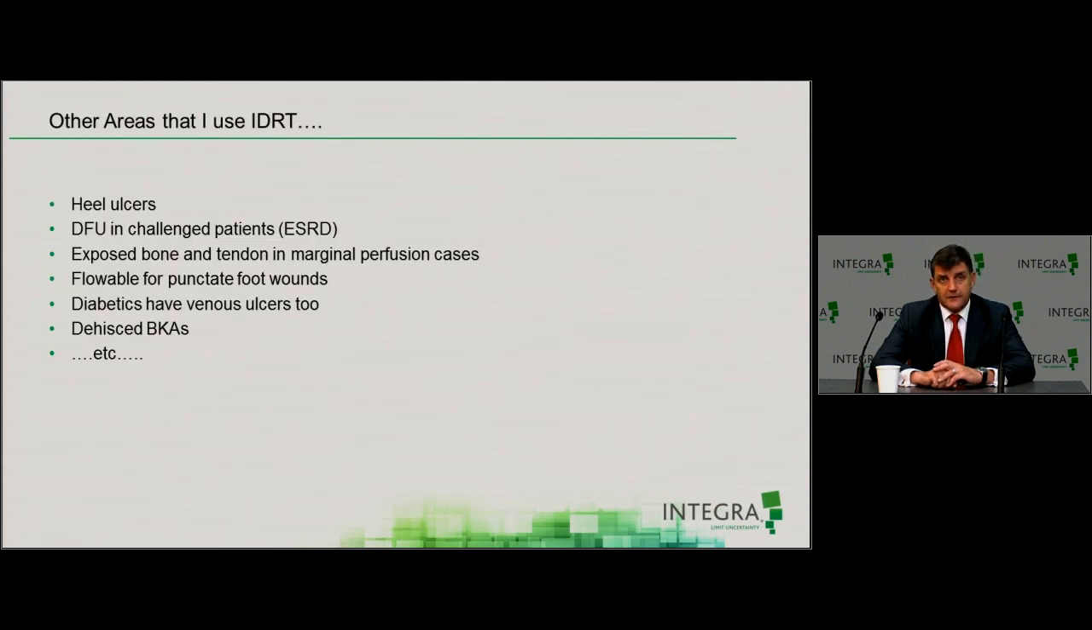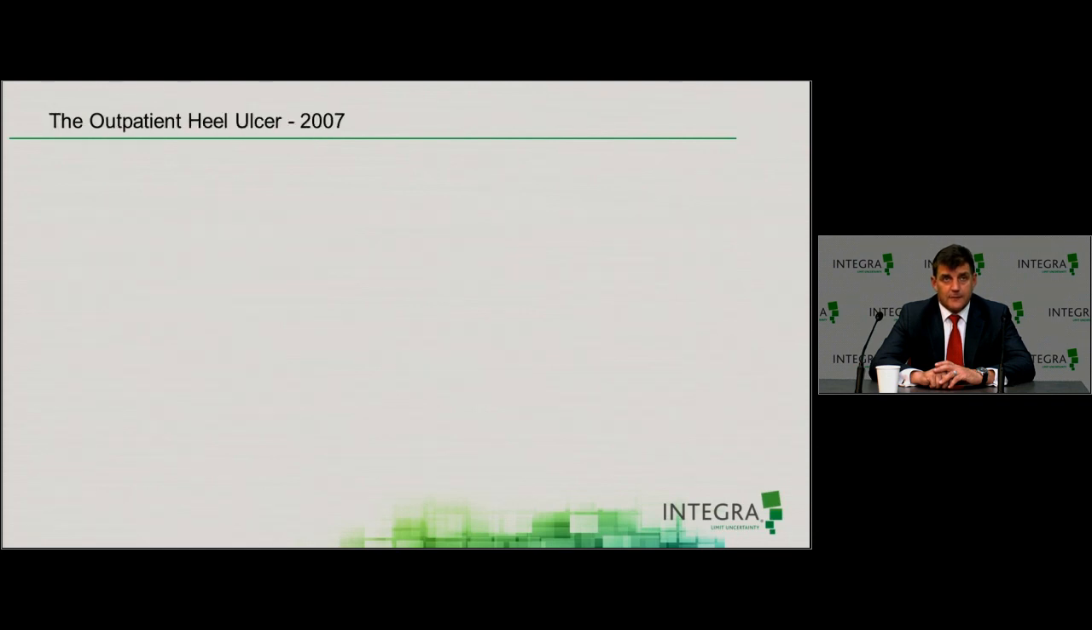So there are other areas certainly that I use IDRT: heel ulcers, DFU in patients who are challenged, which would not be in the Founders Trial, patients with end-stage renal disease, patients with exposed bone and tendon are certainly other categories. Patients with marginal perfusion, I don't feel terrible about it as long as I have some adequate tissue perfusion. Very punctate wounds, I use flowable dermal regenerative template into and have very nice results over that, including over bony prominences. Diabetics with venous stasis ulcers that can be widely debrided, and dehisced surgical wounds.